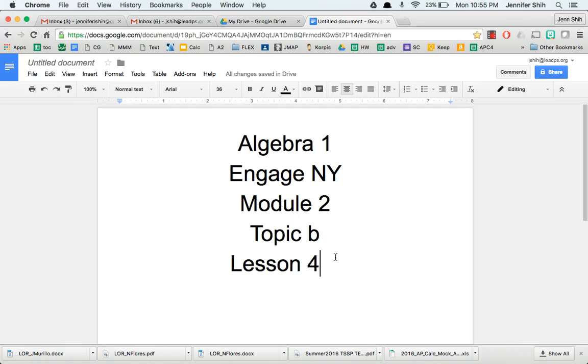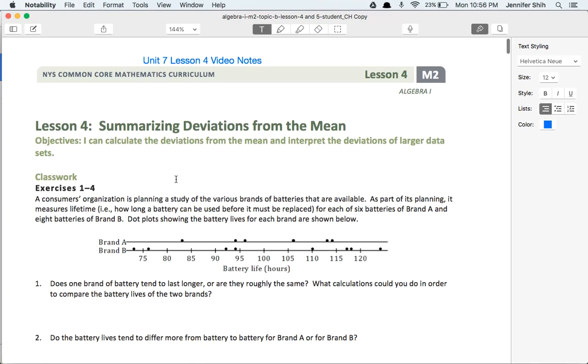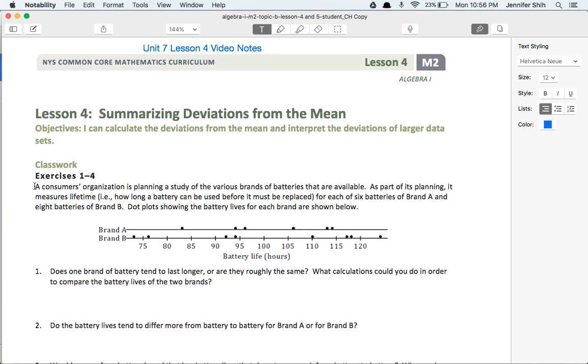Hi, this is your lesson for Unit 7, Lesson 4 video notes. If you don't already have this printed out, you can pause the video, go print it out, go print out a copy for your friend, or take the time to pause the video and write down the information for the opening classwork exercise, this background, and then this dot plot. It will be important. It will help you make sense of the material, so take the time.